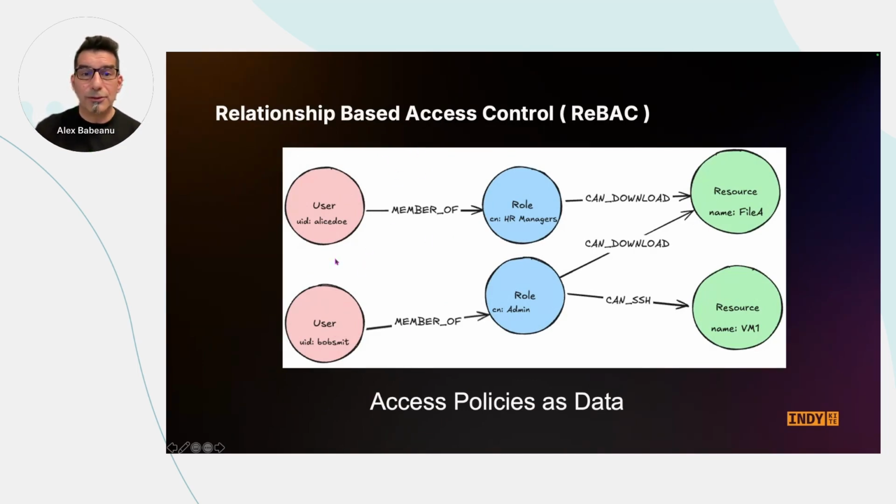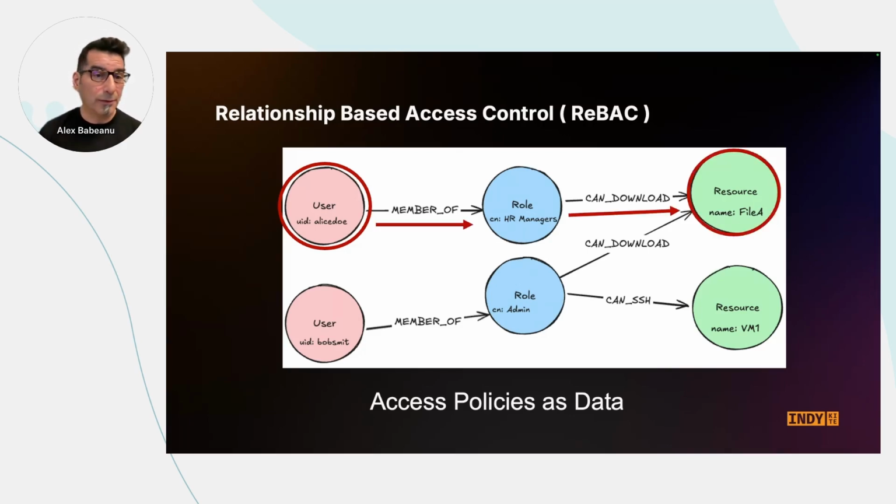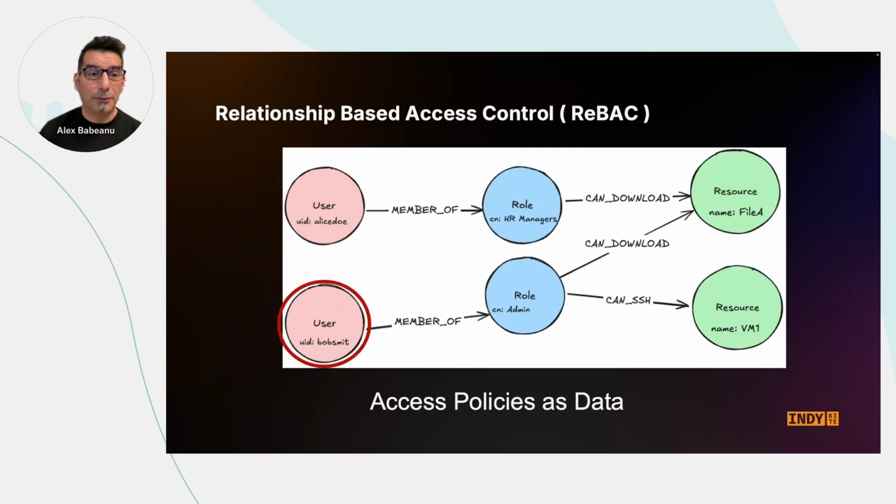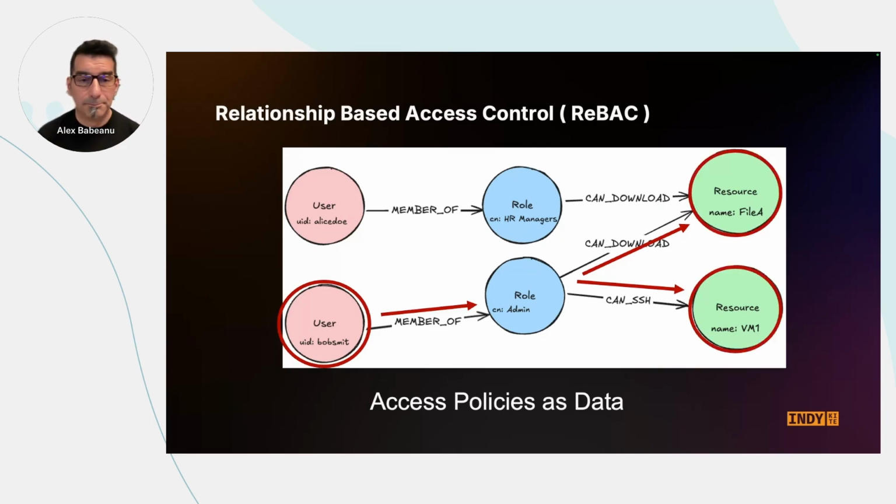So if we were to look at some actual graph data, here's an example. We have a couple of users, a couple of resources, and a couple of roles. So for example, here using ReBAC, if we wanted to understand what user Alice Doe here has access to, we would try to find all the possible paths from that user to the resource. So here we would only find resource 1. On the other hand, if we were looking at this user here, Bob Smith, well, Bob would only have access to these 2 resources. Pretty simple.